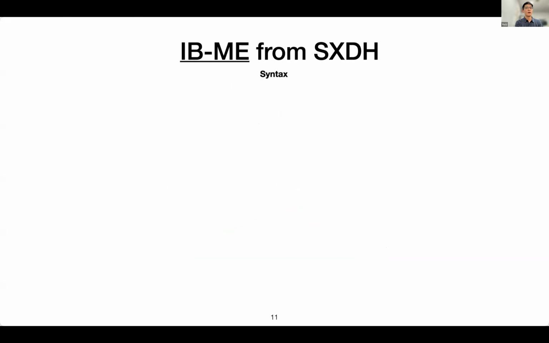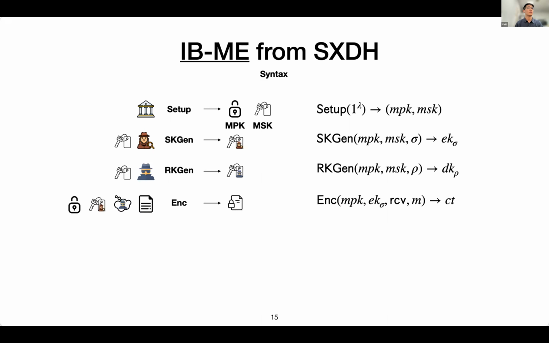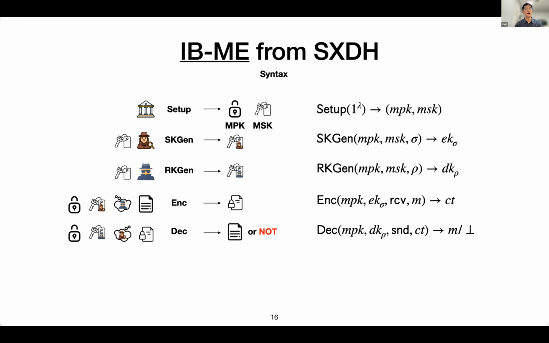Formally speaking, identity-based matchmaking encryption consists of 5 algorithms. The setup algorithm generates the master public key and the master secret key. The SKG algorithm generates the encryption key, EK sigma, for the sender with his identity sigma. And the RKG algorithm generates the decryption key, DK rho, for the receiver with his identity rho. Encryption key EK sigma, a receiver's identity RCV, and a message M will be used in the encrypt algorithm and output the ciphertext. Decryption key DK rho and the sender's identity SND with the ciphertext CT are used in the decryption algorithm to get the message or not.